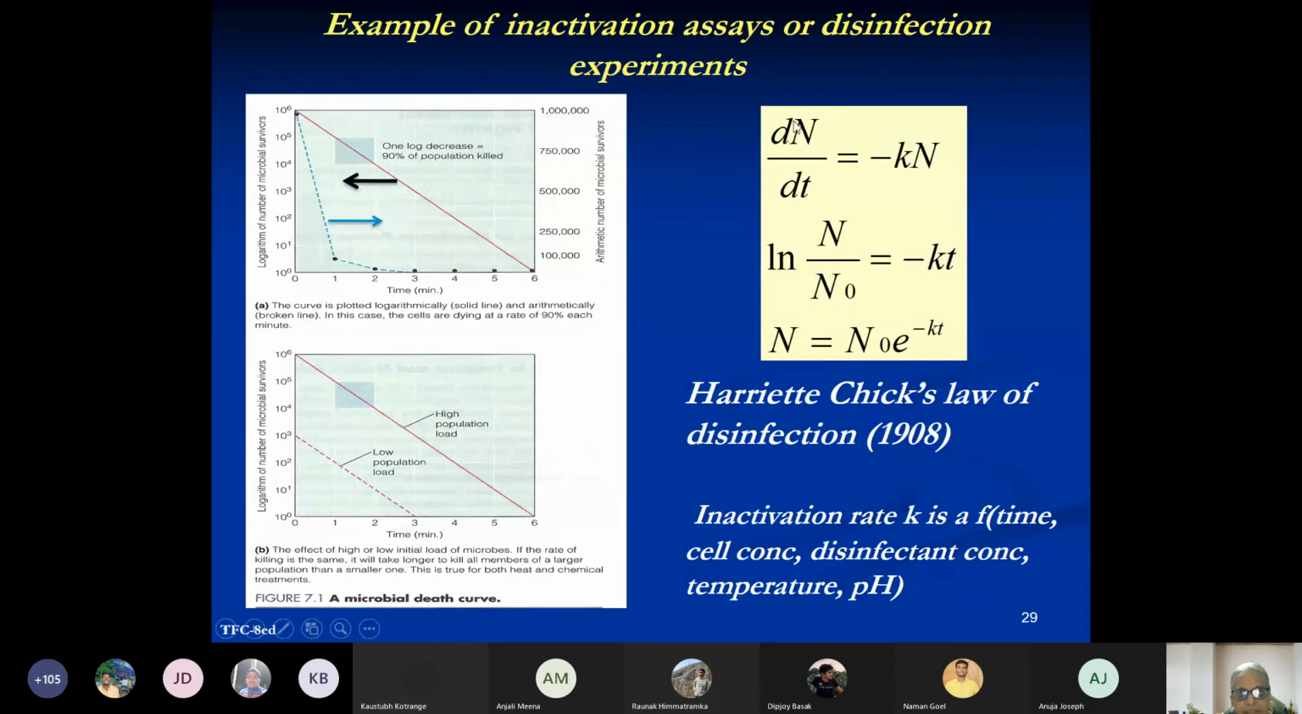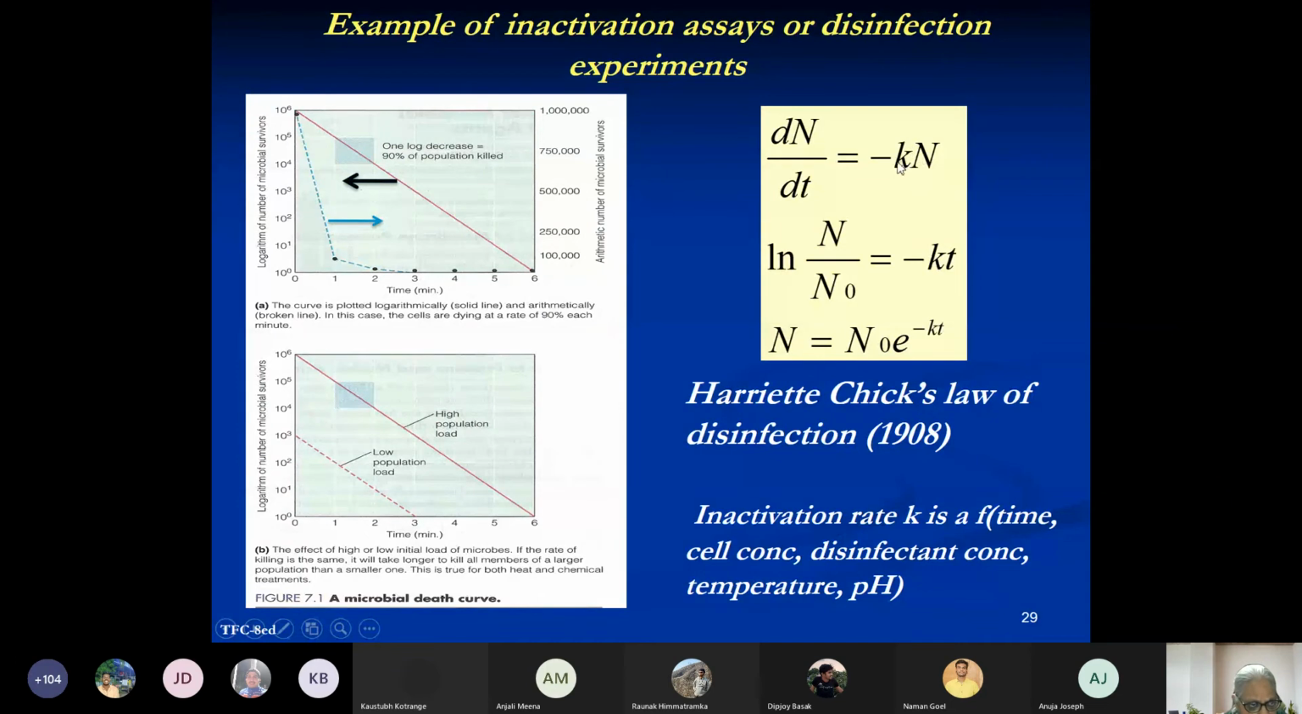So dN by dt, where N is the number of bacterial cells in a particular sample. The change in bacterial cells over a short period of time is proportionate to the population. And this is a first order reaction. When you integrate it, you get N is equal to N0 e to the power minus Kt, minus because it's a decay plot. This K is assumed to be a constant.